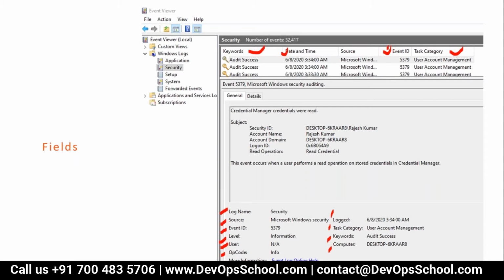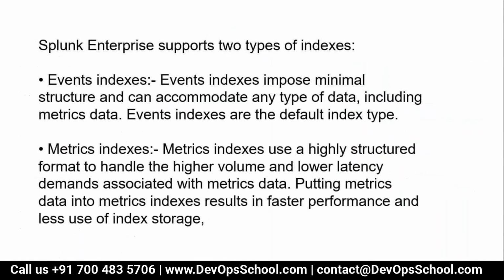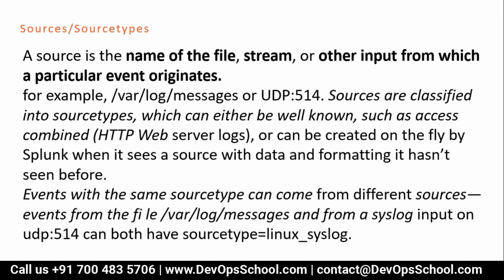So source is nothing but the file name which it has come from. Look at this. The source is the name of the file, stream or other input from which the particular events originate. Now the question is, what is the source type? So I'll tell you in this way. Source type is basically Splunk applied rules to aggregate the kind of data.